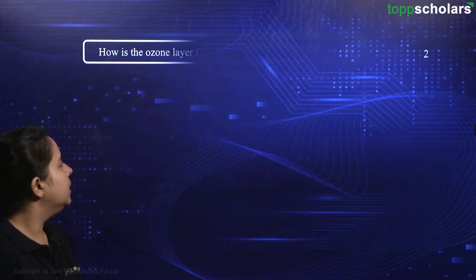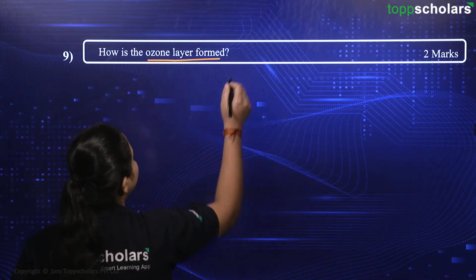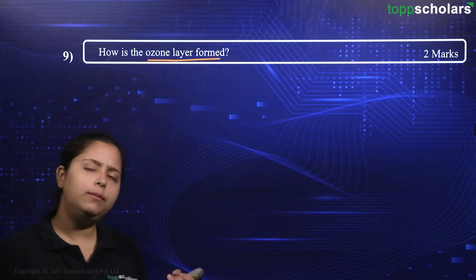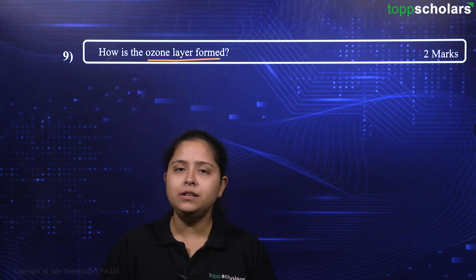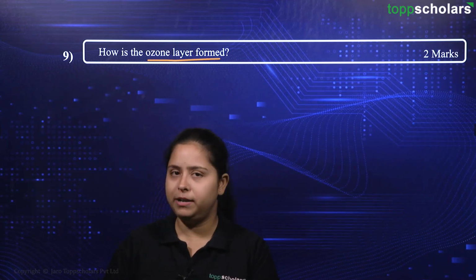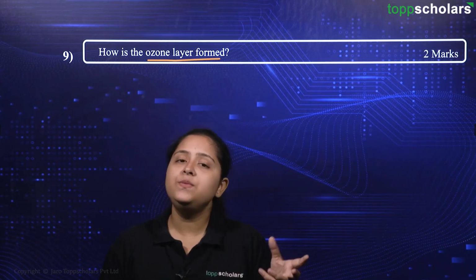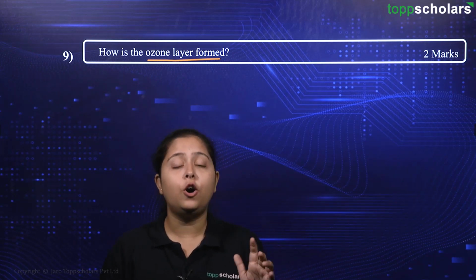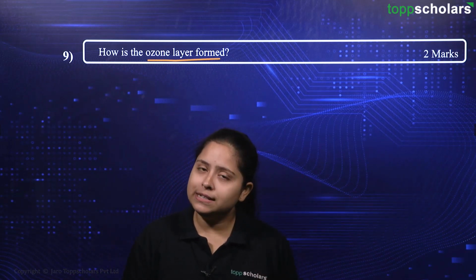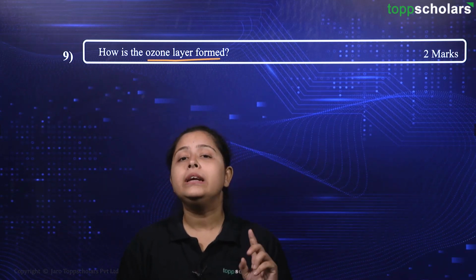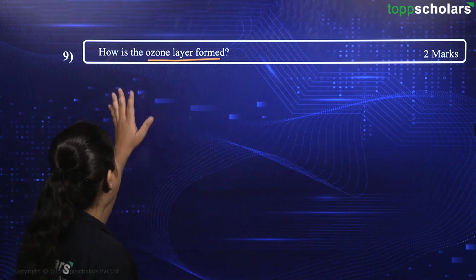Here is the question asked for 2 marks. The question says, how is the ozone layer formed? We have talked about what the ozone layer is, the cause of ozone depletion, and the effects of ozone depletion. Basically, friends, this ozone topic is very important, hence we have tried to cover each and every aspect of the ozone layer. So if questions come from the ozone layer in your examination, you should answer them very properly. Coming back to the formation of the ozone layer.